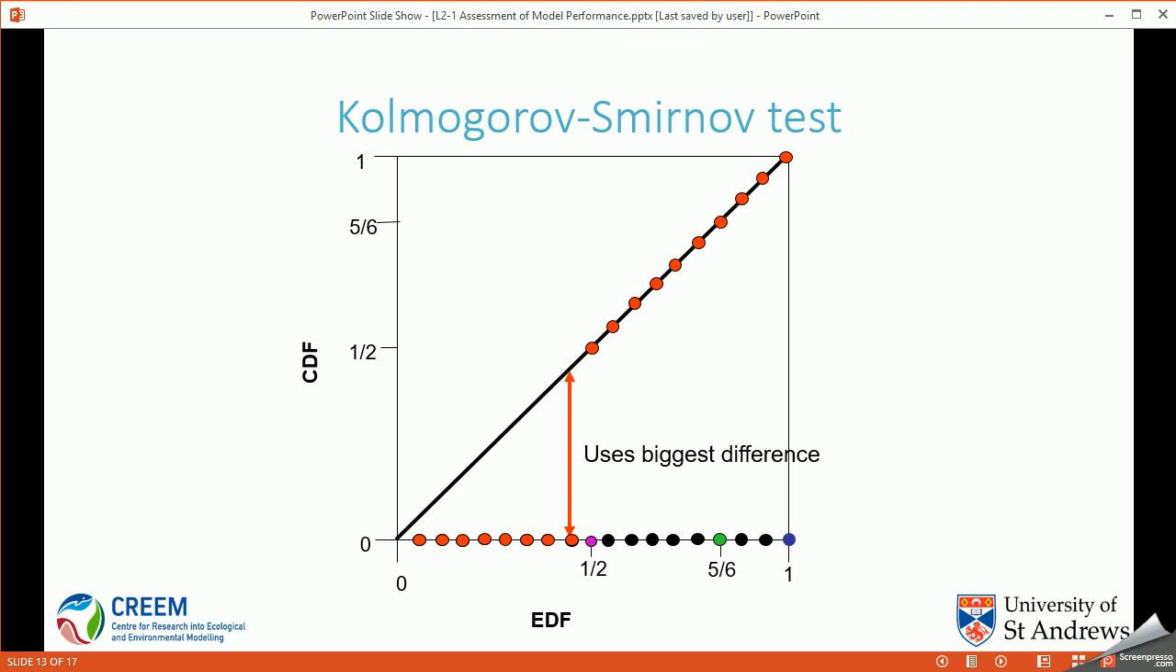It uses only the biggest difference. So in our example, it works out the vertical distance between the 45-degree line and each of these points, and then finds the biggest one, which in this case is this one. And Kolmogorov and Smirnov worked out the probability distribution for that biggest distance, and we can then use that to calculate a p-value for this goodness of fit for this distance.